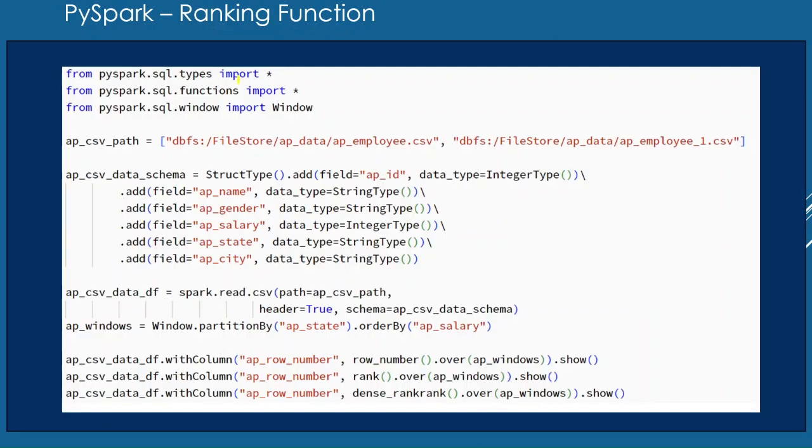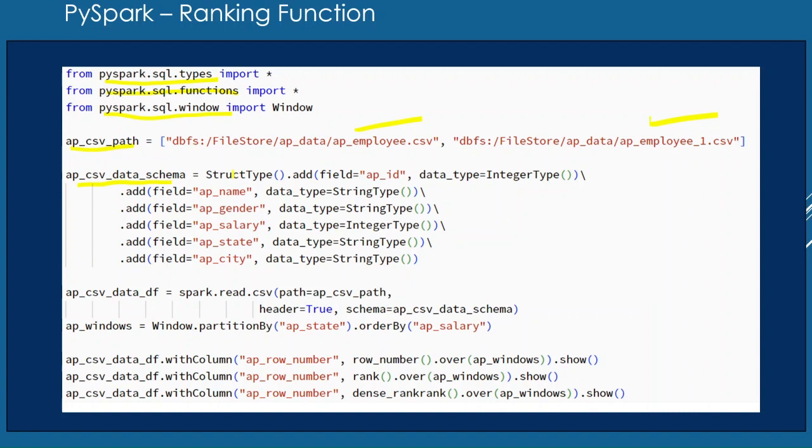So in this exercise, I am going to create one notebook. In that notebook, I am just importing all the required libraries. I am creating a list variable. In this list variable, I am storing the addresses of 2 CSV files. I am creating a custom schema over here.